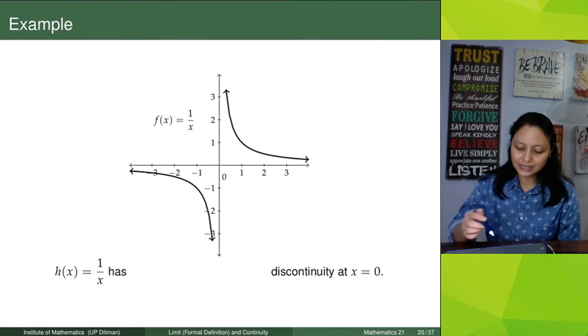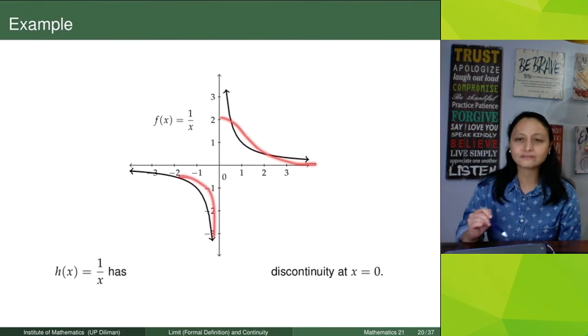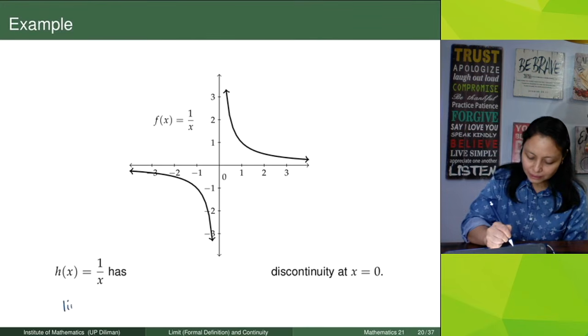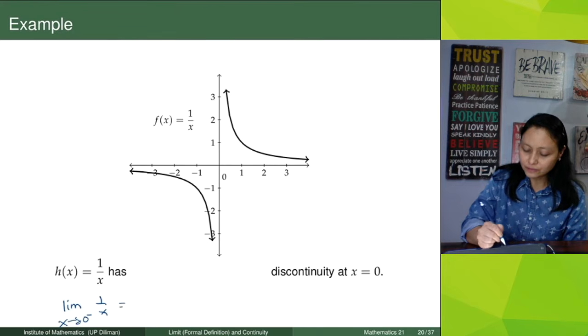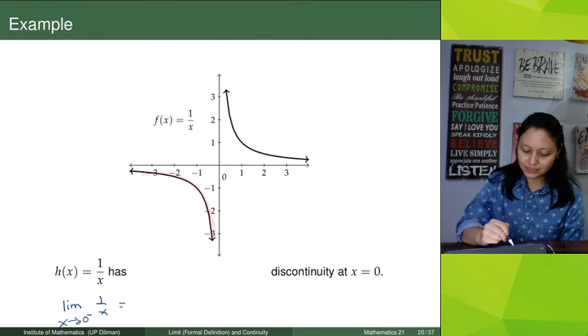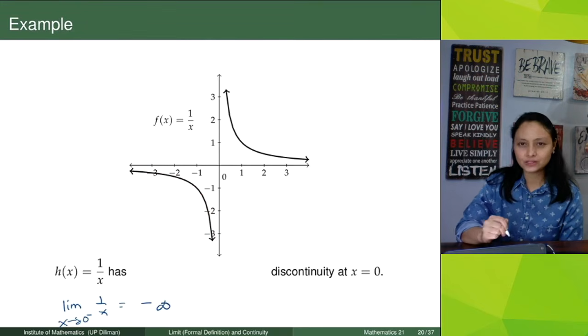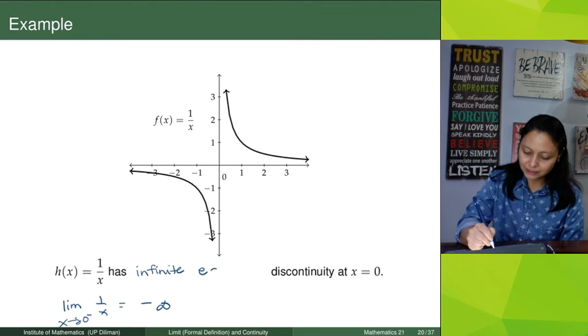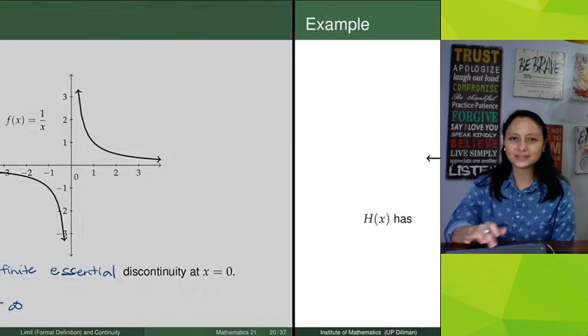Ito, obvious naman, as x approaches 0 from the right and from the left, okay, sige, sulat natin. Kung kukunin natin yung limit ng 1 over x, as x approaches, say 0 from the left, sige, from the graph, this is equal to negative infinity. So, kung may nakuha kayong infinity sa limit, then we say that this function has an infinite essential discontinuity at x equals 0.